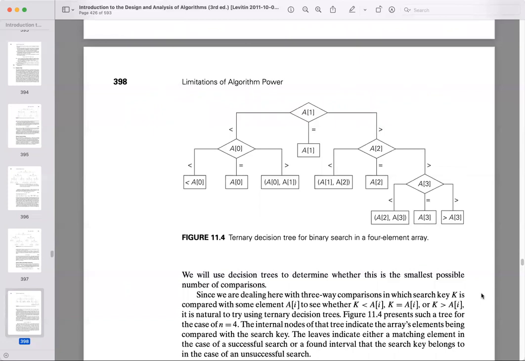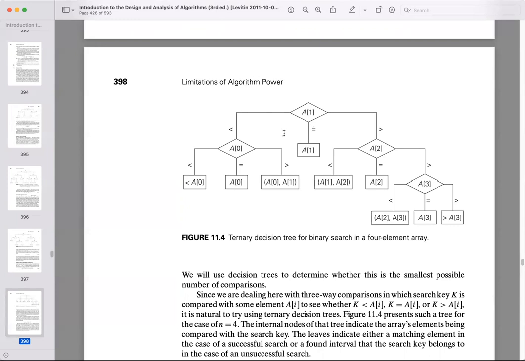Okay, so we're looking for the ternary decision tree for a binary search in a 4-element array. Okay, so in that case, now it makes sense because it's binary. The 1 is the middle element. That's what I was missing. The 1 seemed too early to be the middle. So this is the middle element.